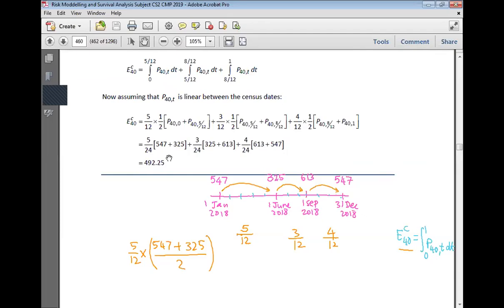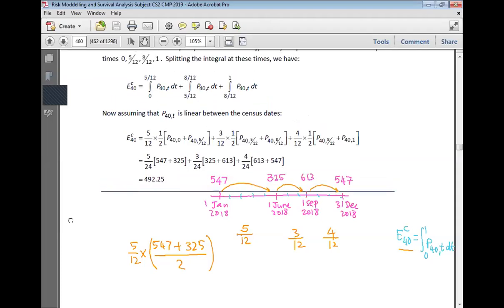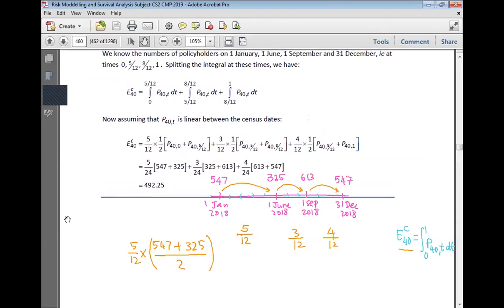So the final figure denotes that on an average over the year, how many people were exposed to that risk. Yes, people aged 40 last year. So not every people, but people aged 40 last year. Any doubts? Anyone?